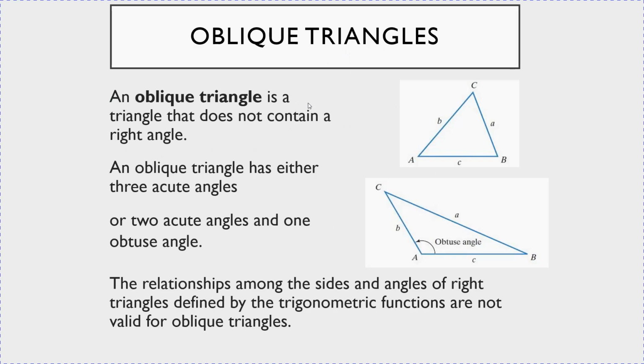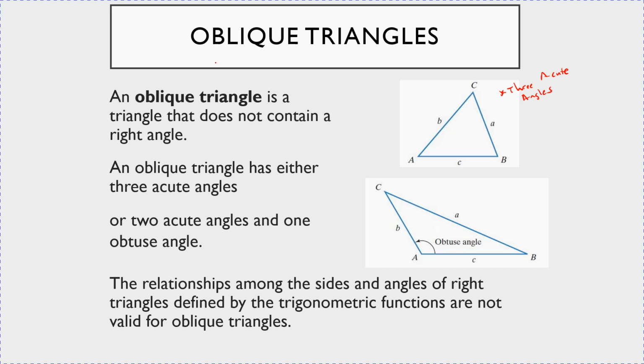So what is an oblique triangle? An oblique triangle is a triangle that does not contain a right angle. I have two pictures here. You can see that neither one of these has a right angle. An oblique triangle has either three acute angles, so right here, this is three acute angles, or two acute angles and one obtuse angle.